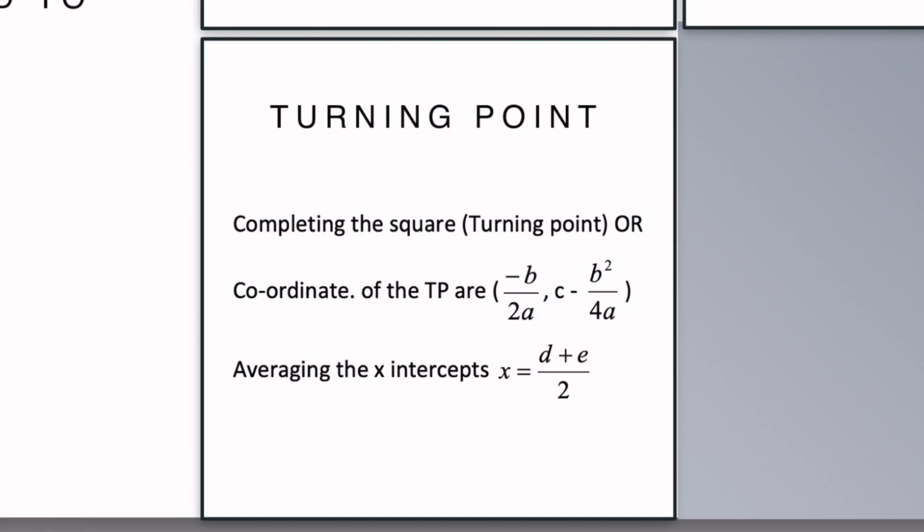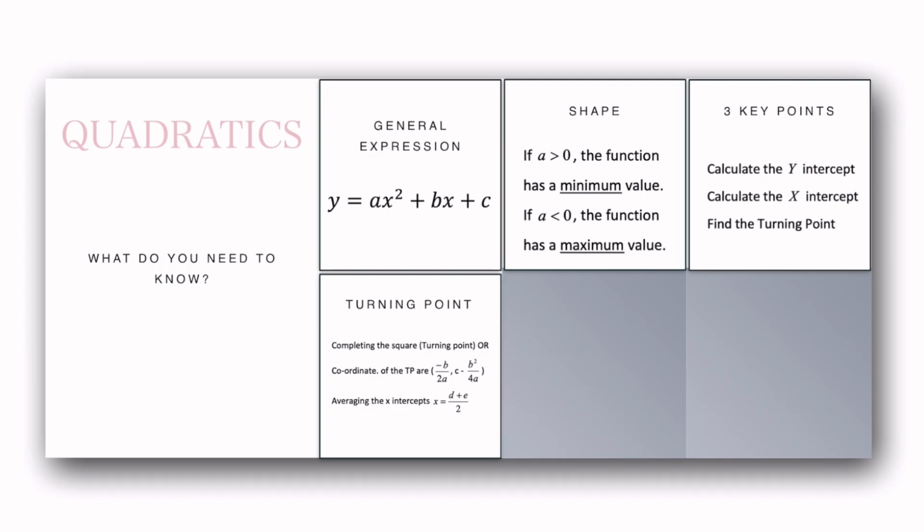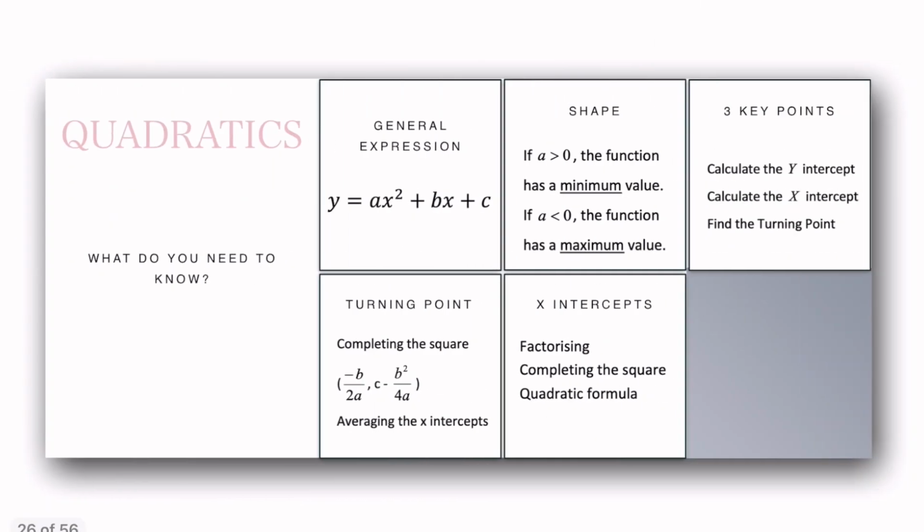If it has really yucky numbers, you might want to just plug it straight into this formula here. So you can just plug in the numbers and you can find your x and y value of the turning point. And the other thing you can do is average your 2 x-intercepts, and then once you've done that, you can substitute them back into your original equation to find the y value. You should be confident with all 3 because, again, it just depends on the type of equation that you have that you will use, whichever formula it is.